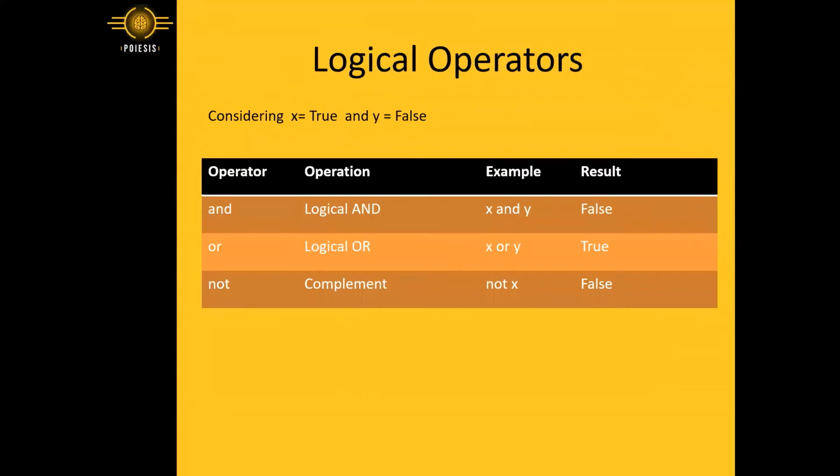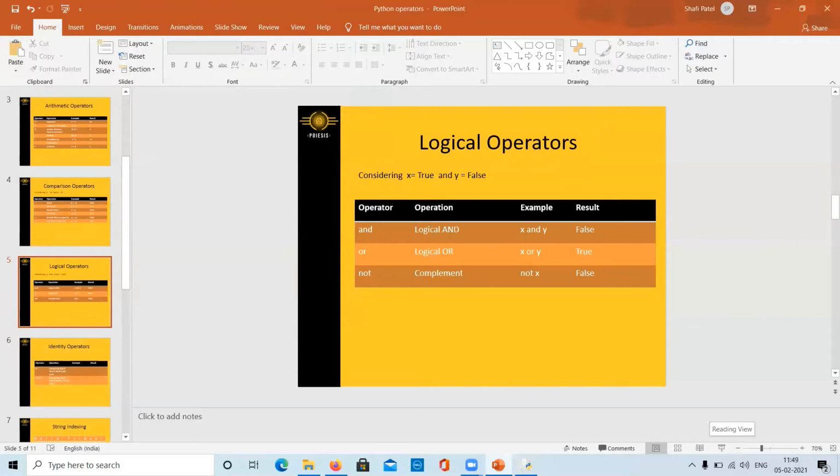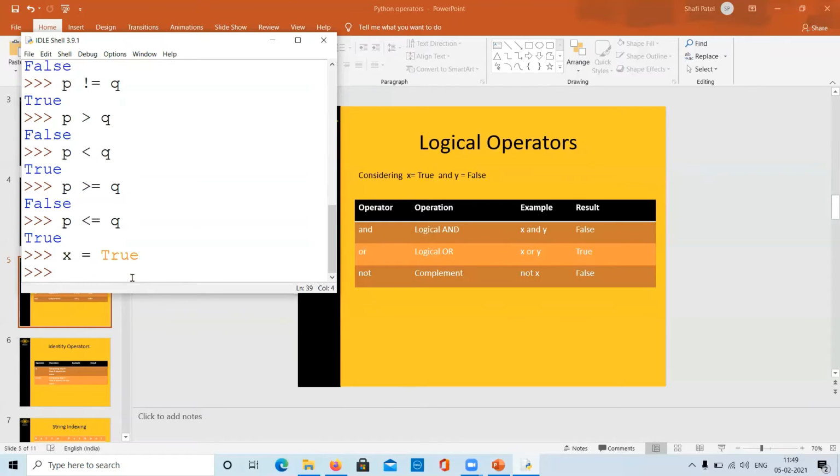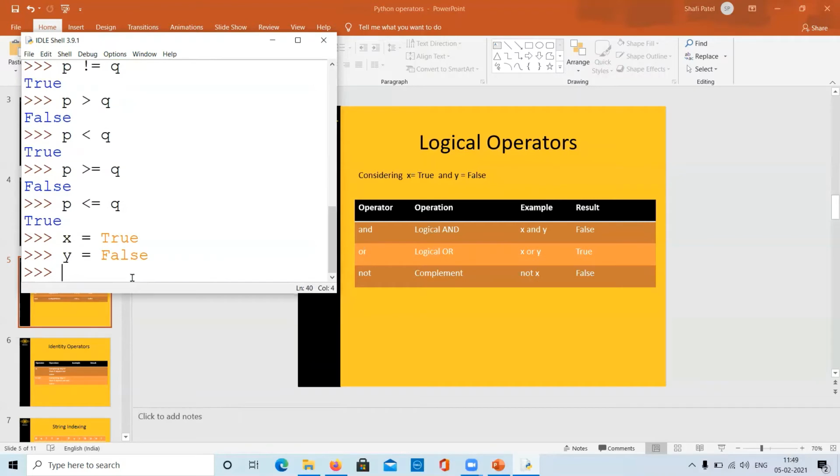Our next set of operations are logical operations. Operators are here on my screen: and, or, not. For this, we are going to take two names again, x pointing to a memory location holding Boolean value true, y pointing to a memory location holding Boolean value false. Now, if I run this operation x and y, it's gonna give me answer false.